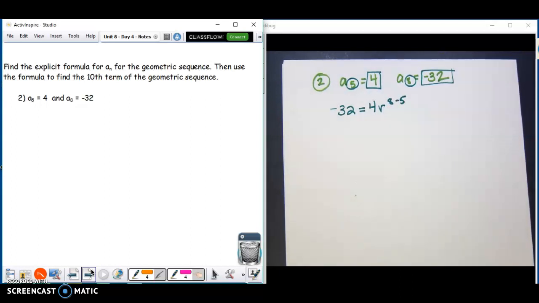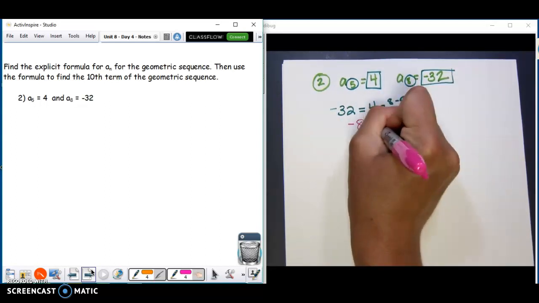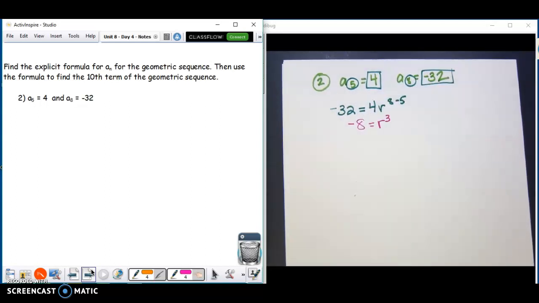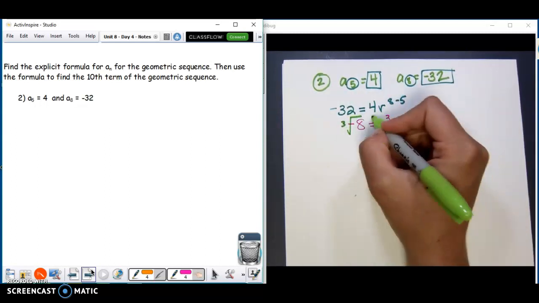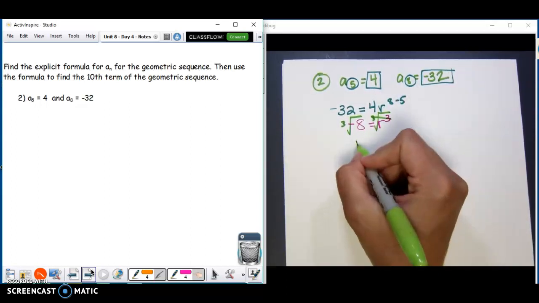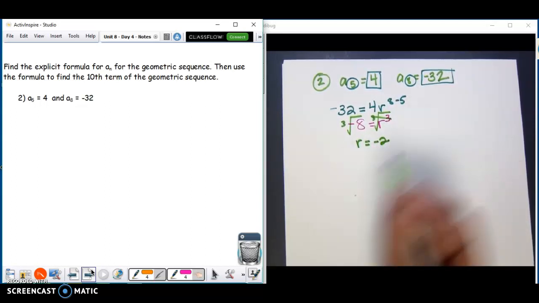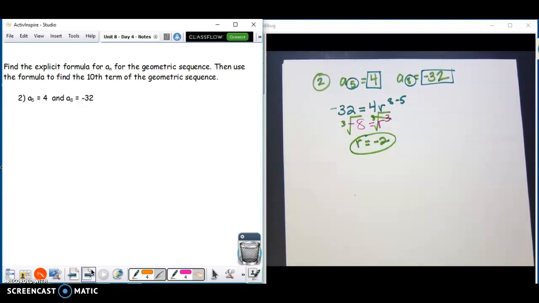So if I divide both sides by that 4, so negative 32 divided by 4, that'll give me negative 8 equals r to the 3rd power. And then hopefully you don't need your calculator for this, but you're going to take the cube root of both sides. So we'll have r is going to be negative 2 there. So our ratio is going to be negative 2.